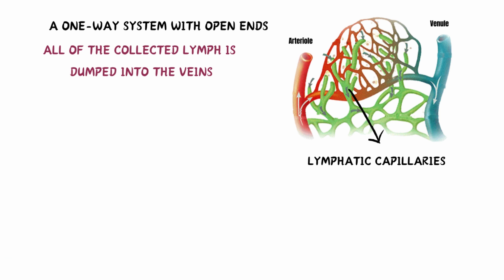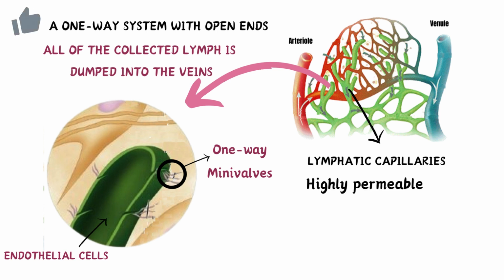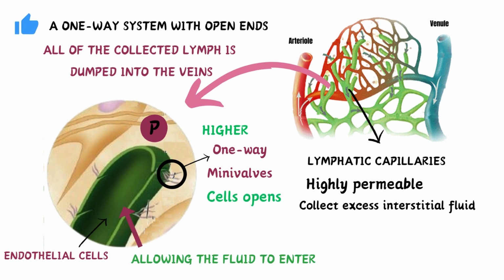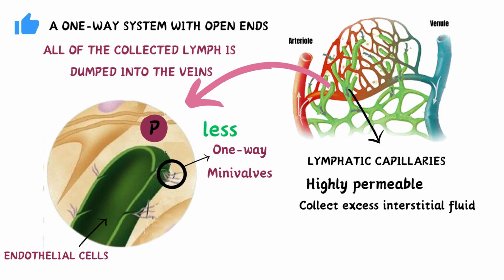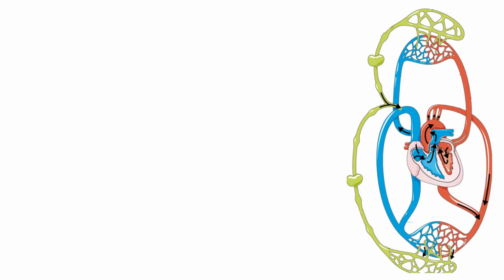Lymphatic capillaries are smaller lymphatic vessels with one-way mini-valves made of overlapping endothelial cells. These capillaries are highly permeable and collect excess interstitial fluid. When extra fluid builds up in the tissues, the interstitial pressure is greater than the lymphatic capillary pressure. The mini-valve is pushed open, allowing the fluid to enter. But when the pressure in the interstitial space is less than in the lymphatic capillary, the mini-valves are pressed closed, keeping the lymph inside. After entering the lymphatic vessels, the recovered fluid is referred to as lymph.